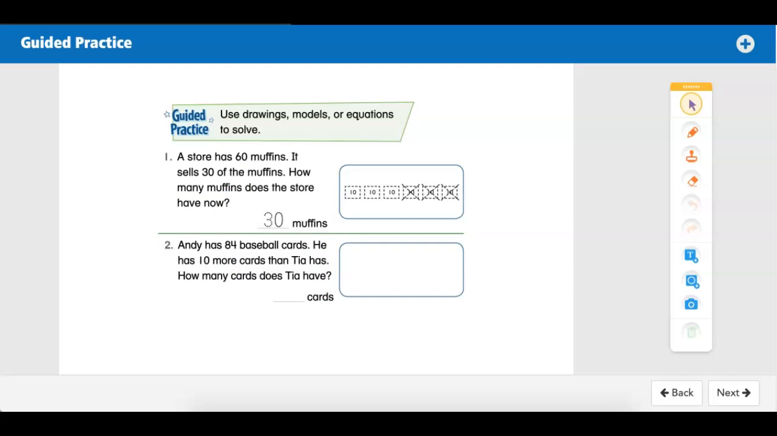Now let's look at your guided practice still on page 478. You can use drawings, models, or equations to solve. The first one has been completed for us. Let's look and see how they did it. Number 1 says, a store has 60 muffins. It sells 30 of the muffins. How many muffins does the store have now? For this problem, they drew models.